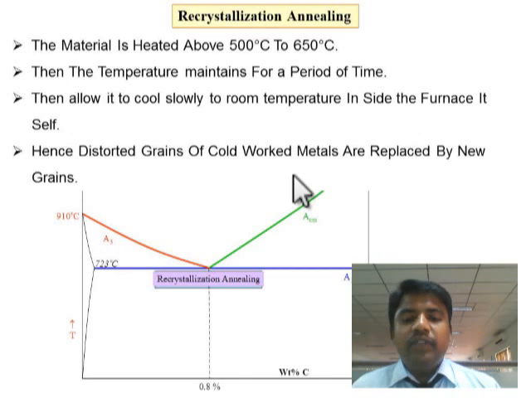So we have to improve the structures inside the dead cells. So we go for the recrystallization annealing process. Here we heat the metal to 500 to 650 degrees Celsius and maintain that temperature for a certain period, that we call the soaking period. Then we cool it.